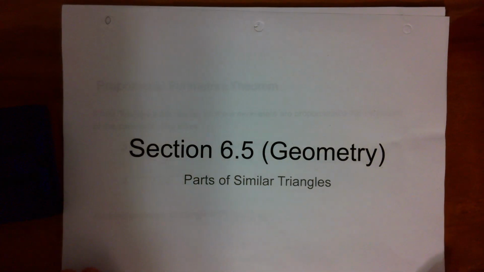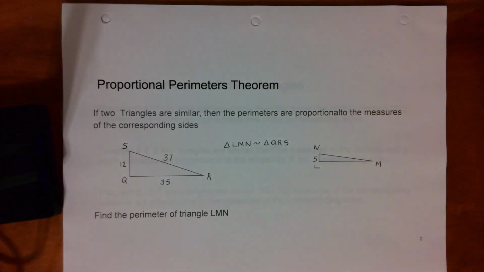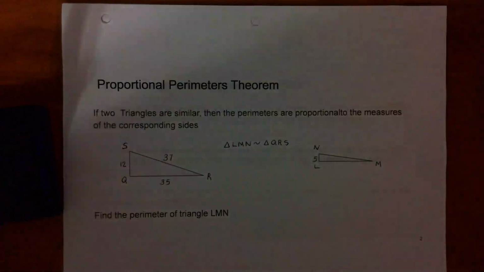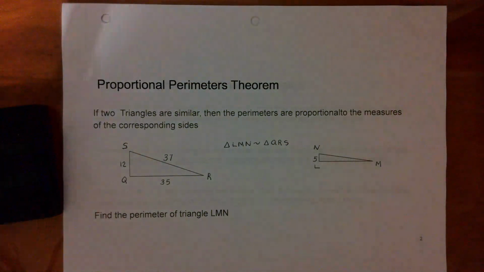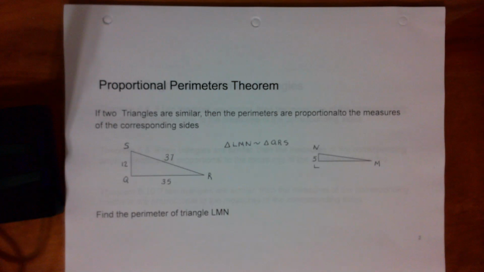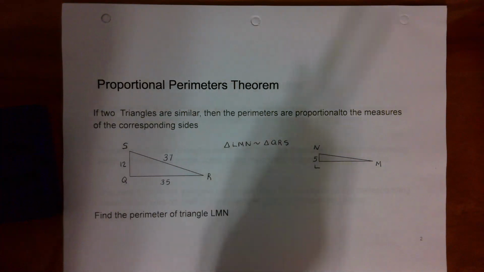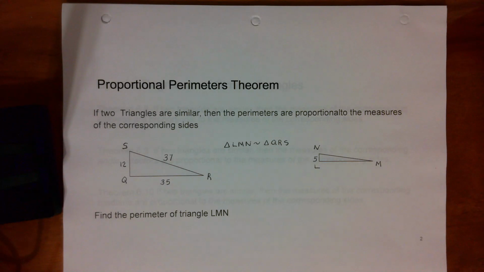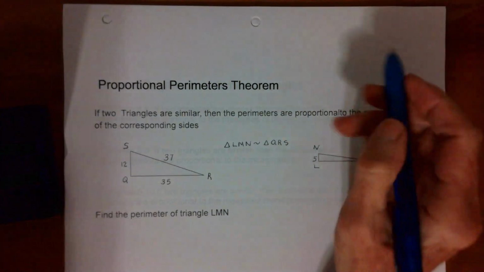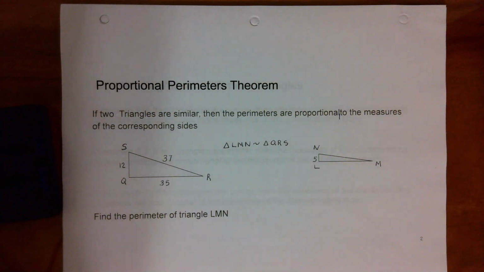Section 6.5 has to do with parts of similar triangles. Very similar to the last section that we did. This one has to do with particular proportion things that are going to be proportional the same way that the sides are. So the proportional perimeter theorem says if two triangles are similar, then the perimeters are proportional to the measures of the corresponding sides.